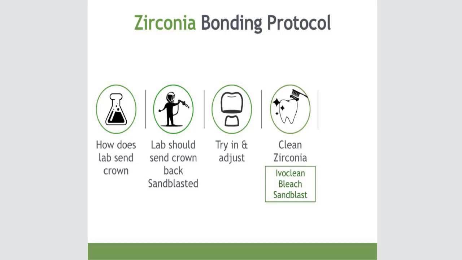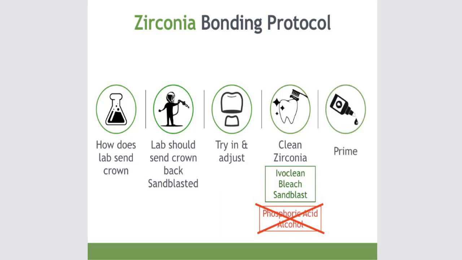And I would suggest IvoClean by Ivoclar or bleach. Or you can sandblast it again, and that would clean the crown. Okay, so this is a very important part of the entire process. You have to clean that crown. The other thing is, you should not use phosphoric acid or alcohol on zirconia, because you can get the saliva to bind to that. It decreases the bond strength. So don't use phosphoric acid or alcohol on zirconia.